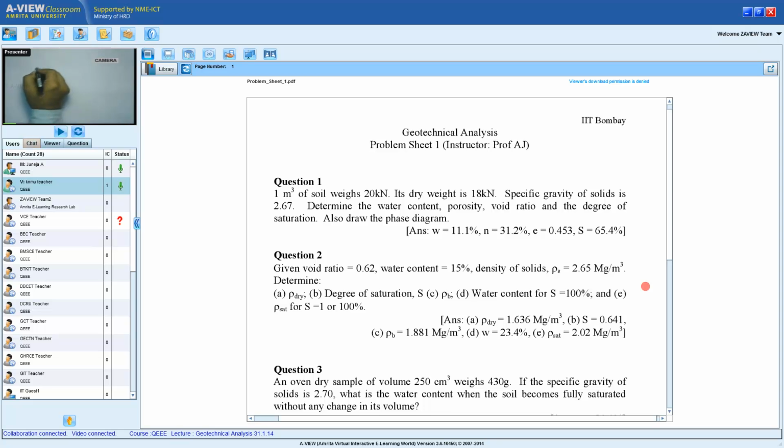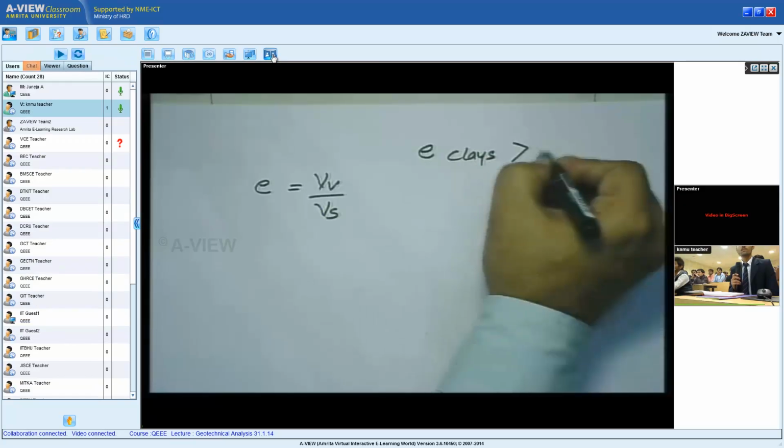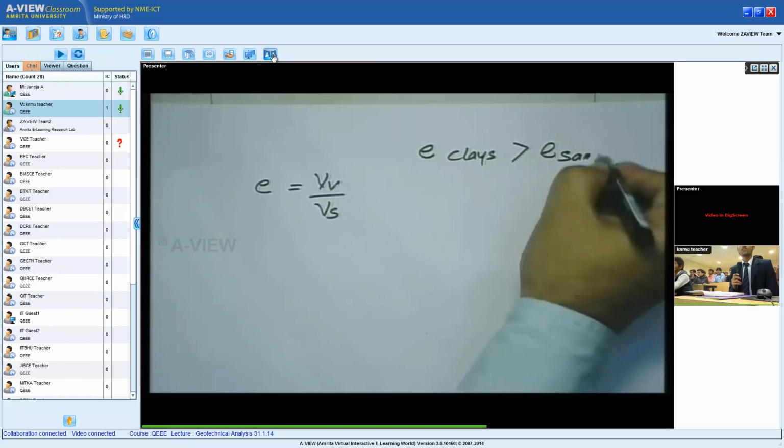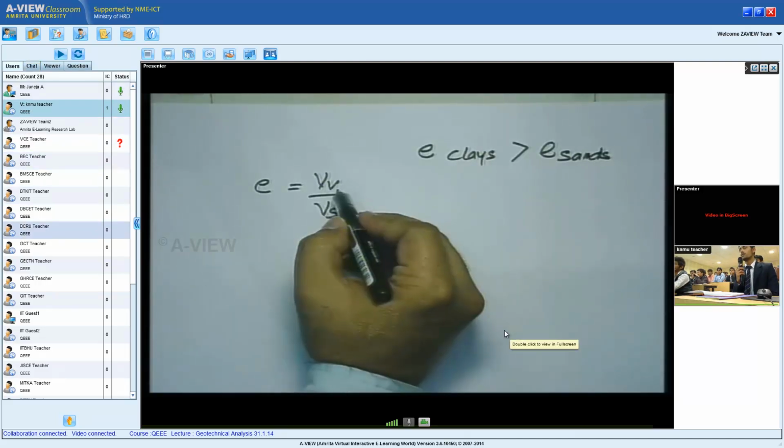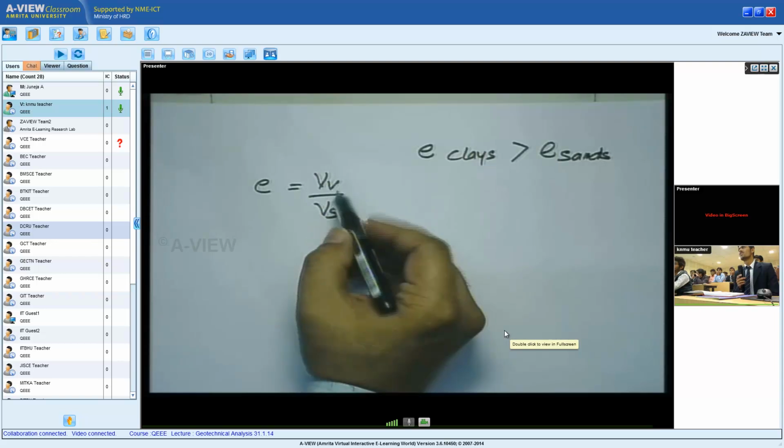We have a term void ratio equals volume of voids over volume of solids. Now, if I repeat your question: is the void ratio for clay greater than the void ratio for sand? Is that your question? Please look at the definition of void ratio. I have volume of voids over volume of solids.